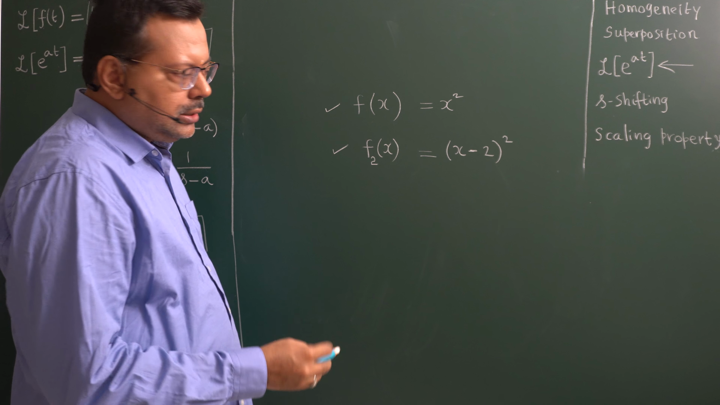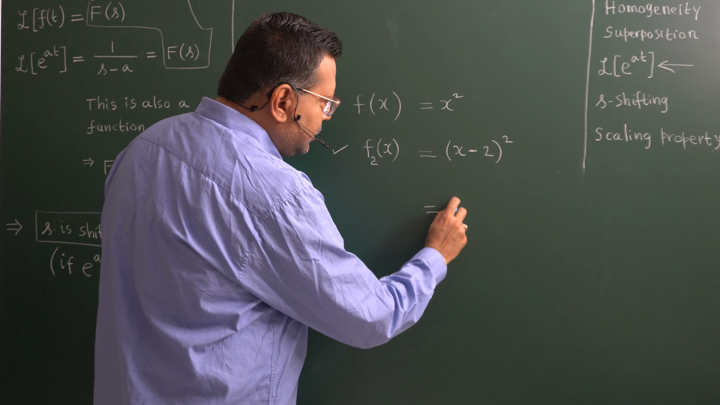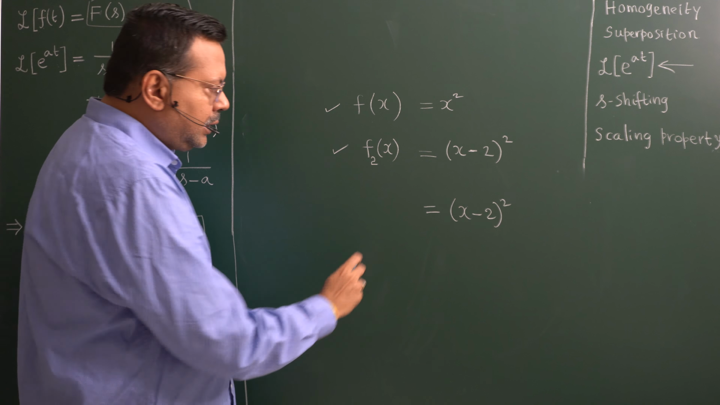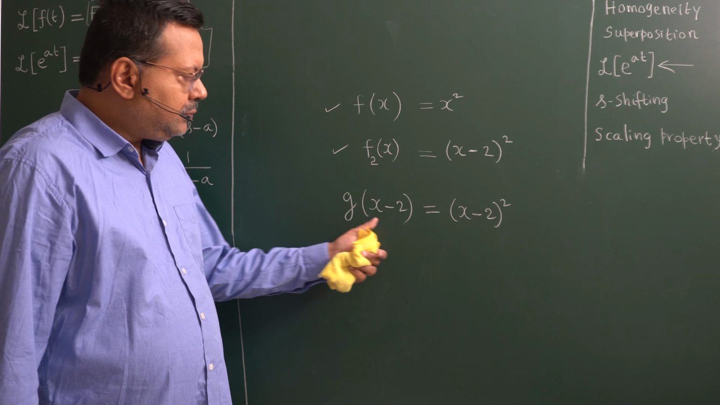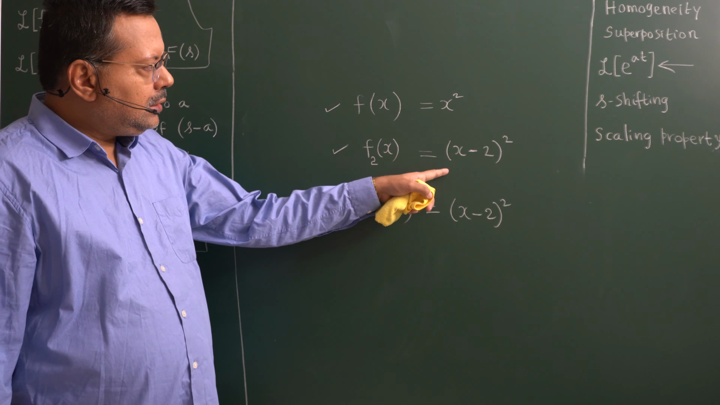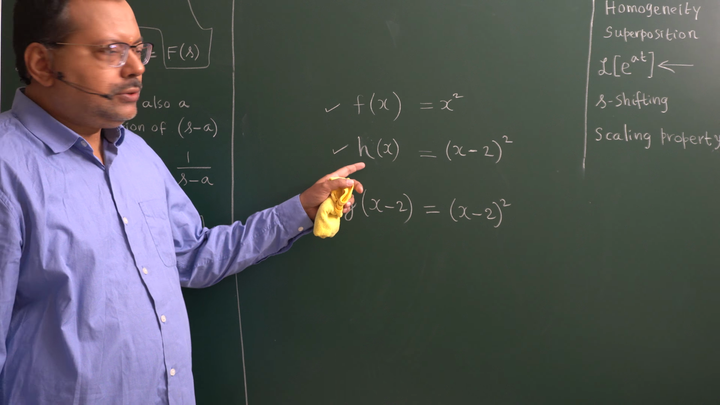Now we are asking another question. The same x minus 2 whole square is there. Do you agree that this is a function of x minus 2? So this is a function. Do you agree that this is a function of x minus 2? The difference is that earlier we were asking whether it is, let us keep the name changing, h of x like that.